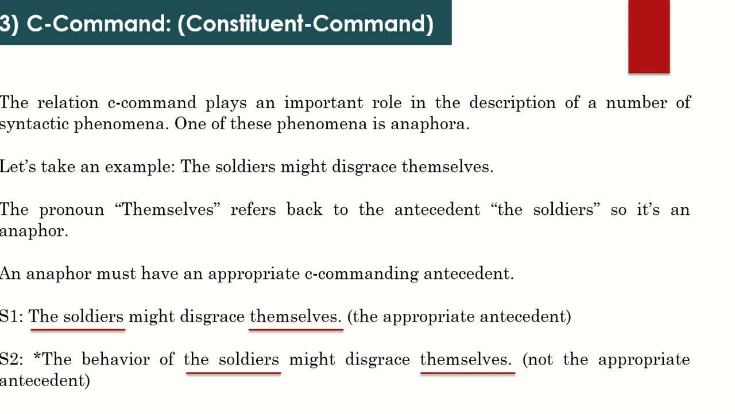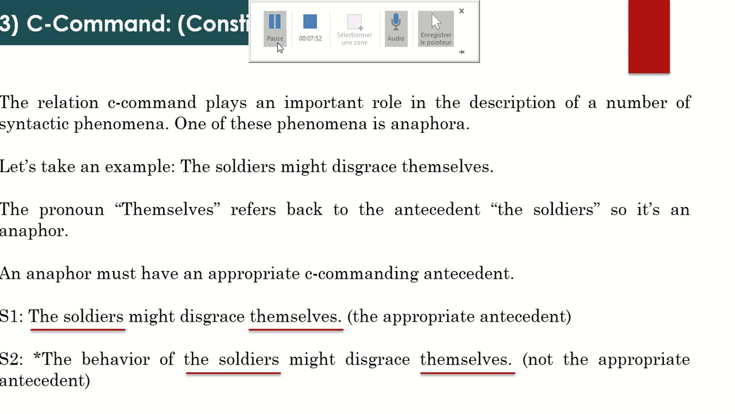Look at the sentence: The behavior of the soldiers might disgrace themselves. You can tell that there is a problem, but you cannot say why the soldiers is not the appropriate antecedent for themselves, though themselves is a proform for the soldiers. So, what's the problem? We can solve this problem using c-command, or constituent command. Let's see how.